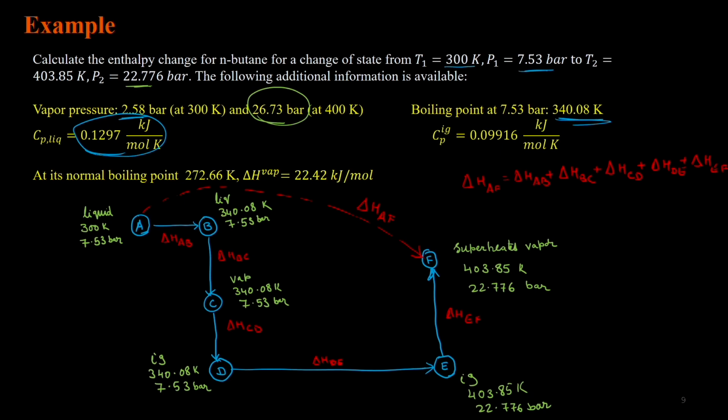So we're interested in estimating the delta H vaporization at this condition. And we're of course given the normal boiling point itself, which is 272.6 Kelvin, and delta H vaporization at this condition is 22.42 kilojoules per mole.